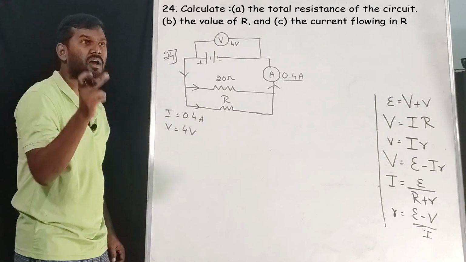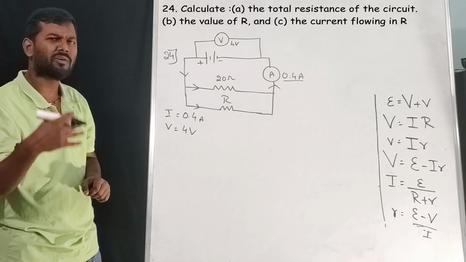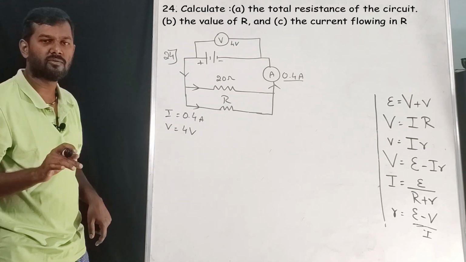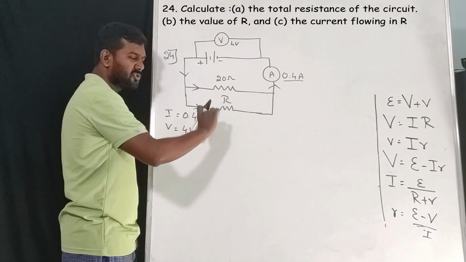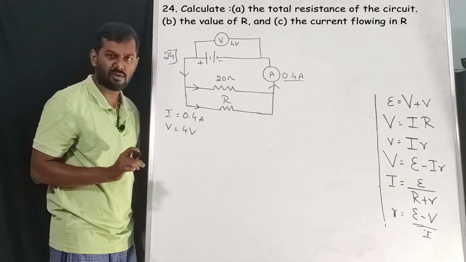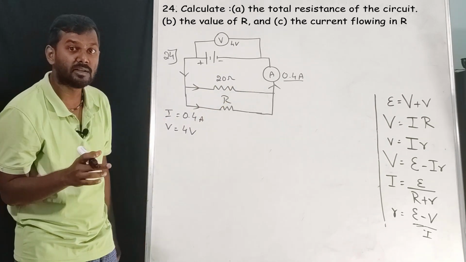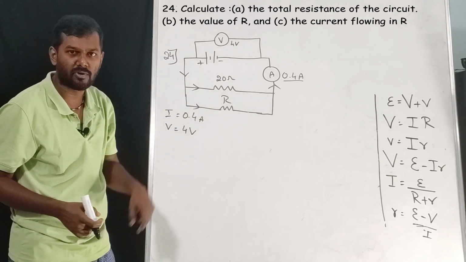Listen, what is the total resistance of the circuit? How can we find the total resistance? We don't know the value of this R, but we can find it. What do we mean by total resistance? Whenever we merge these two resistances into one resistor, we get the value. Assume this value is given and we need to find the current.